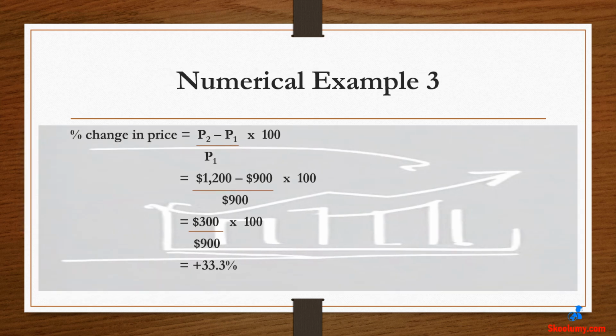Percentage change in price is P2 minus P1 divided by P1 times 100. That is $1,200 minus $900 divided by $900 times 100. The answer is plus 33.3%.